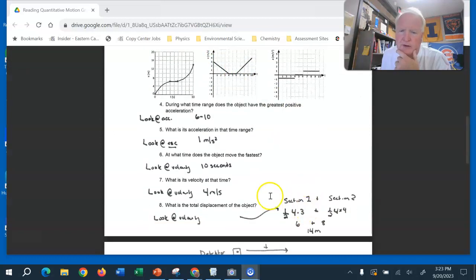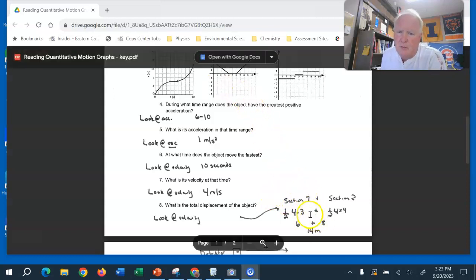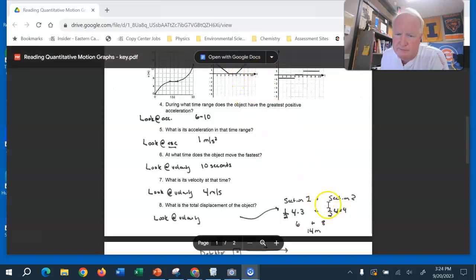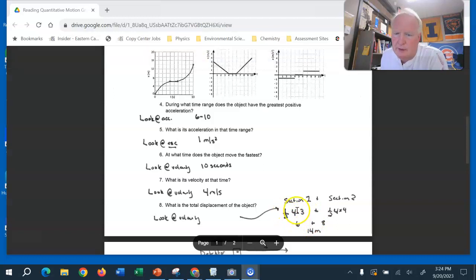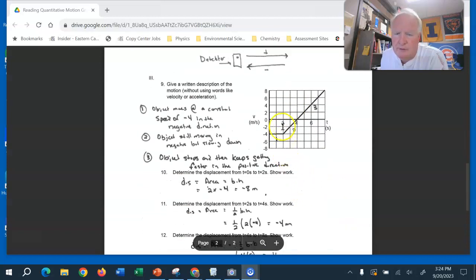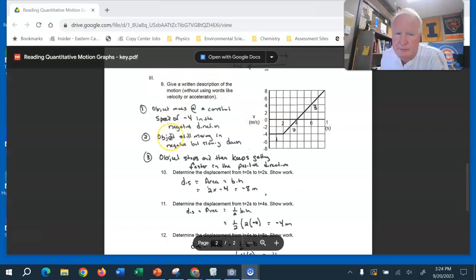So you can see in my work, I say section 1, 1/2 the base times the height, or 1/2 times 4, and the height is 3, plus, over here in section 2, 1/2 the base is 4 and the height is 4. So we have 6 plus 8, or 14. Okay. All right.